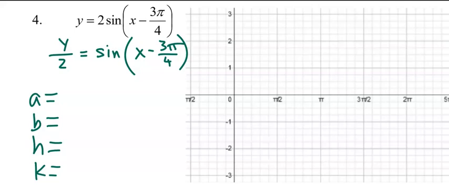What's A? It is still a 1, folks. What's B? 2. H? 3 pi over 4 is correct. K? 0.